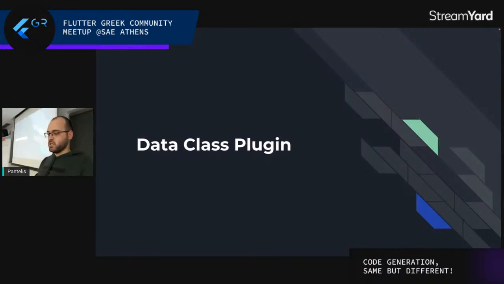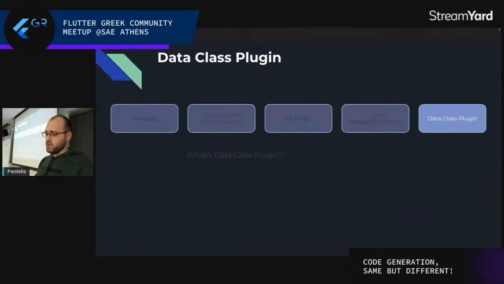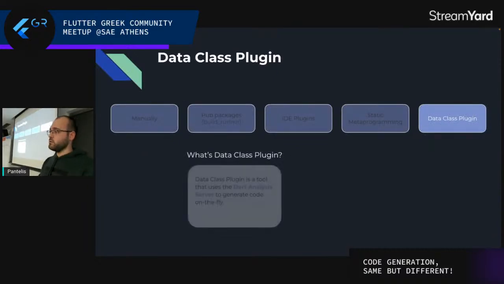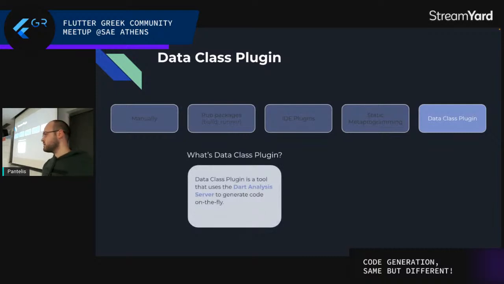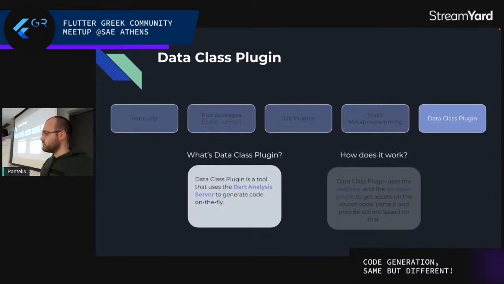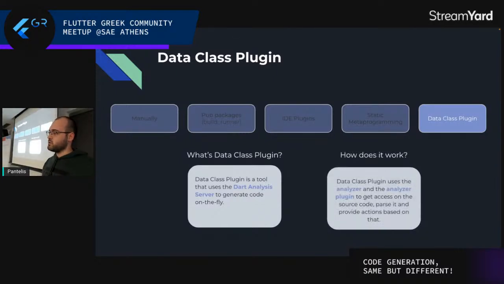So, the data class plugin. What's the data class plugin, right? It's a tool that uses the Dart analysis server to generate code on the fly within your IDE. How does it work, right? It uses two packages, mainly. One is the analyzer to access your code, parse it, and understand the structure of it, and then the analyzer plugin to integrate with the Dart analysis server to provide actions based on your code, right?